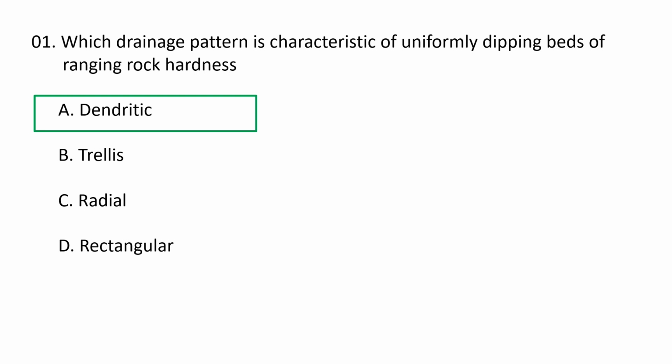So that is the subsurface geology. It has a similar resistance to weathering. So there is no apparent control over the direction of the tributaries. A is the correct option.